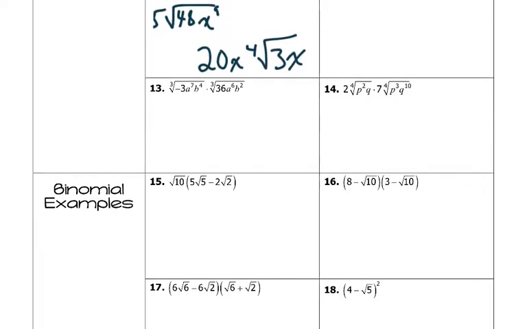All right, so negative 3 times 36 gives us the cube root of negative 108, and all of this is going to be inside since we have no coefficients here. A to the 13th, B to the 6th, because we're just adding the exponents. So we have the cube root of negative 108, a to the 13th, b to the 6th. I'm going to go ahead and do this up here.